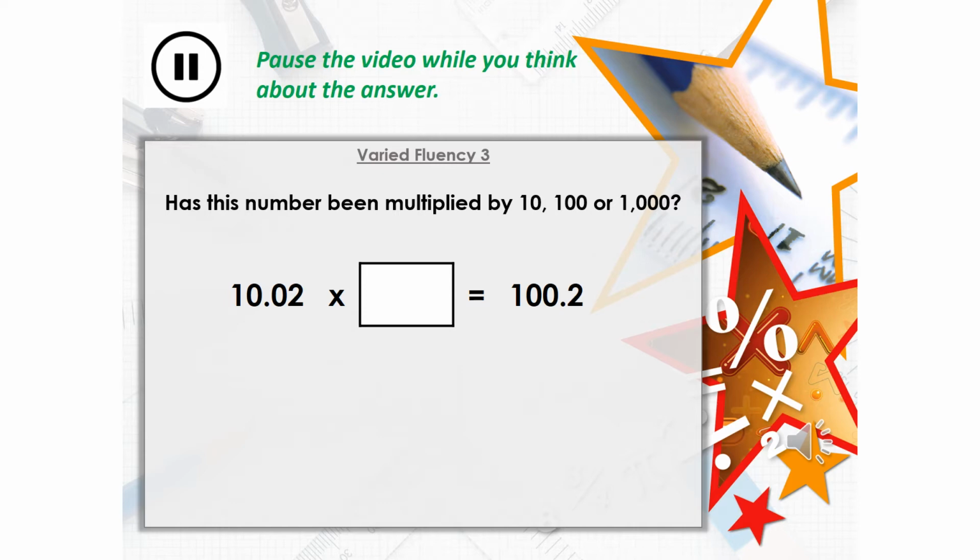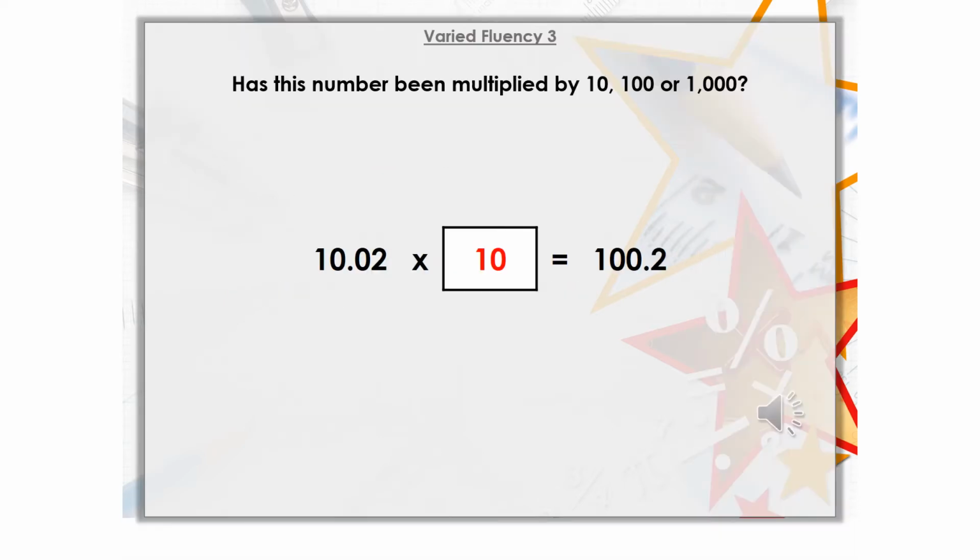Let's see how much you remembered from when we've done this together in class. Has this number been multiplied by 10, 100 or 1000? If you're not sure, don't worry, because I am going to go through the main teaching, but it's just to test some of your brains. Can you remember what we've done before? Were you correct? Well done if you got the right answer.